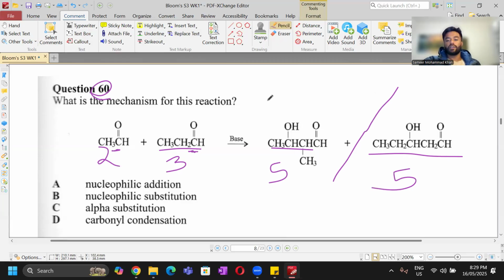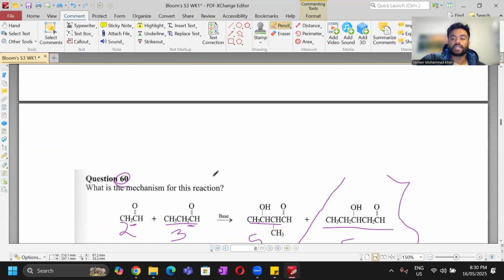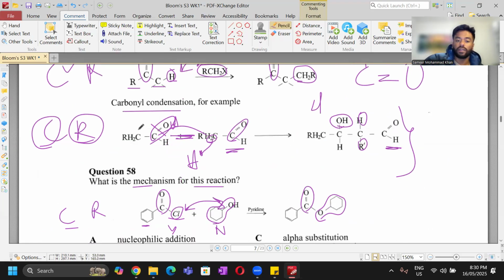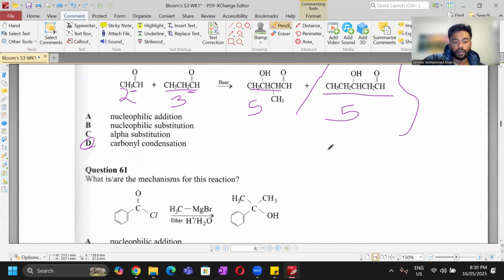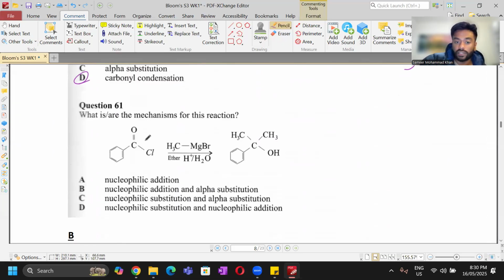Okay, so again, you have a major product, minor product pattern. This is an example, again, from just salient analysis of carbonyl condensation, because that's simply the pattern that we saw above in carbonyl condensation. 2 smaller carbon chains adding together to form a larger one. The last question, question 61. What is the mechanism for this reaction?